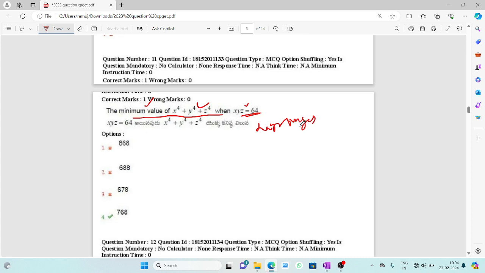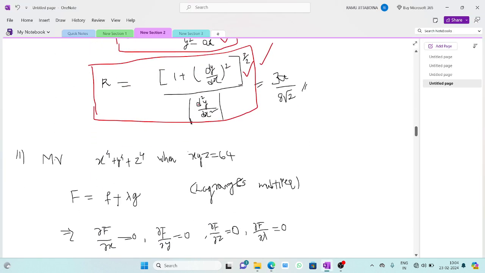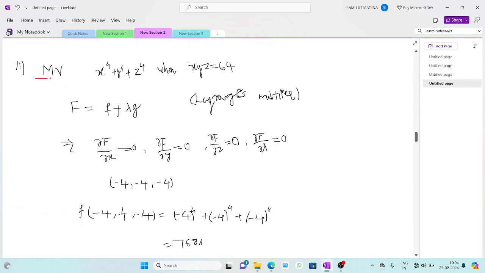You just substitute. The calculation part is very high. I will tell you how to proceed, and I will give you an idea also. So the 11th one, he is asking the minimum value. He already provided two functions, that is x to the power of 4 and this one also 64. So we have to apply the Lagrange's multipliers formula. So, how to proceed with this method.